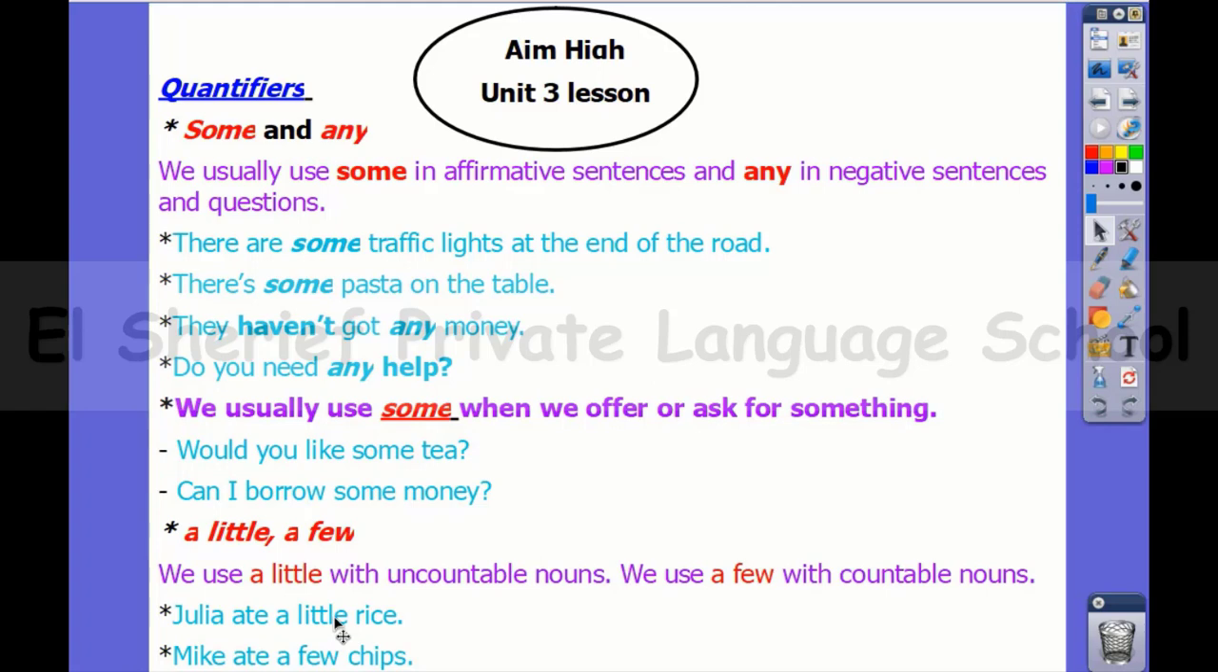If we dropped the letter A, it would be something like this. Julia ate little rice, and the meaning would be different. It would mean that Julia ate not a lot of rice, but it wasn't enough. And the same applies to a few. Okay, Mike ate a few chips. So chips is a plural countable noun, and rice, of course, is an uncountable noun.